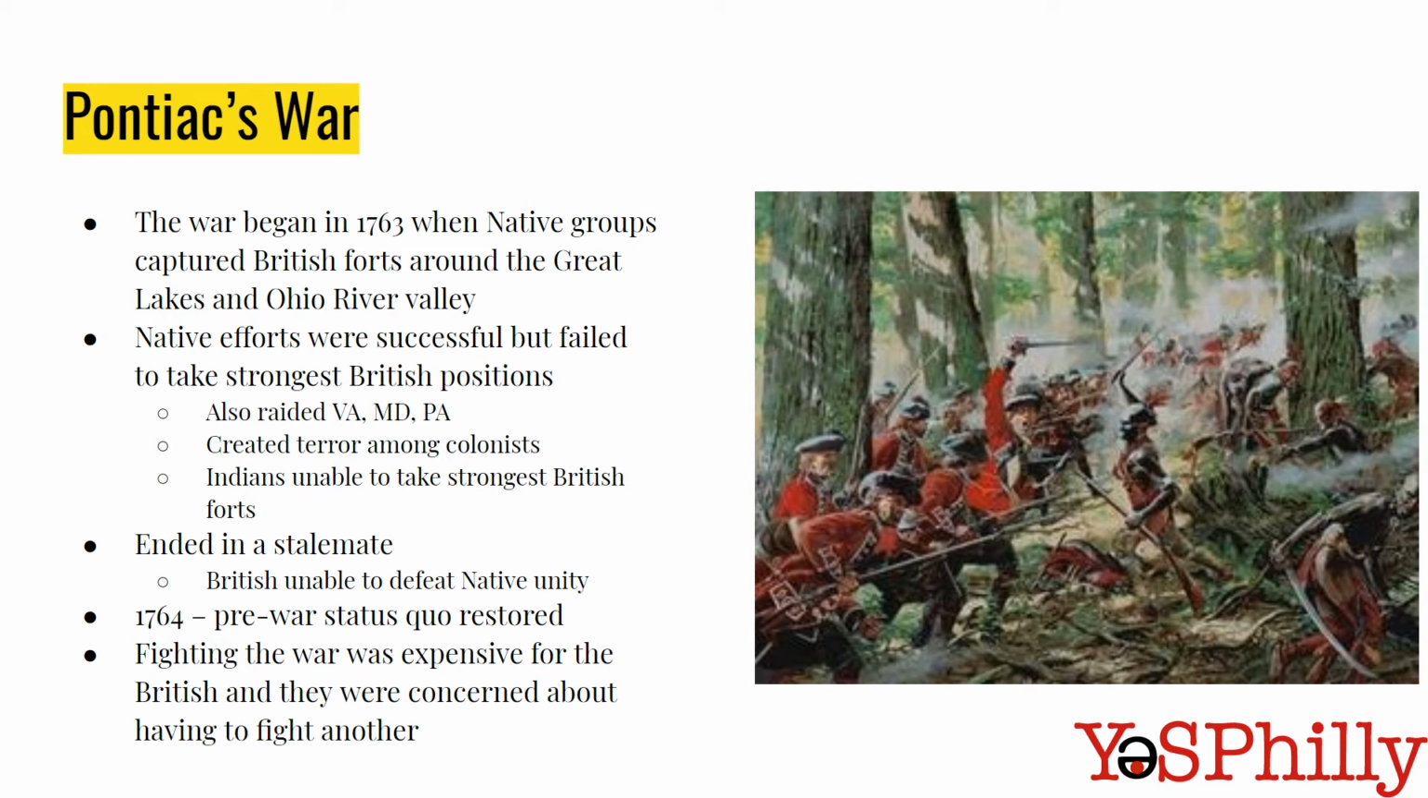So, again, it's massively expensive. The British are really scared that they're going to have to spend all this money and have all these armies to prevent another war like Pontiac's War. So taking all three of these things that just happened, we have the Seven Years' War, we have the peace treaty that comes out of the Seven Years' War, and we have this Pontiac's War, which is really expensive, really exhausting for the British to fight.